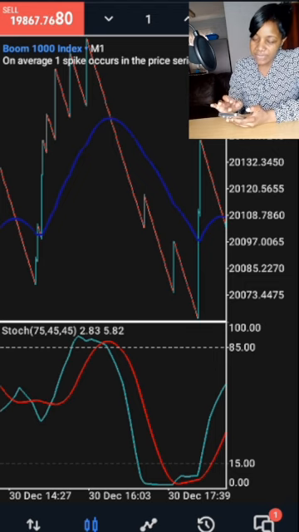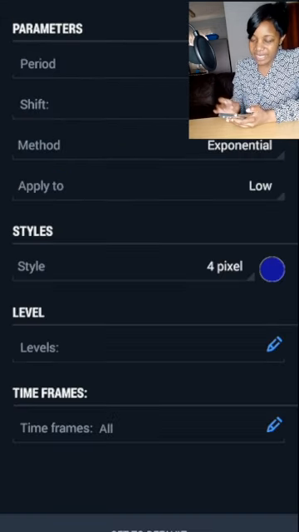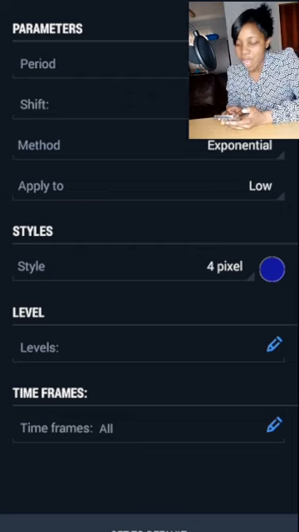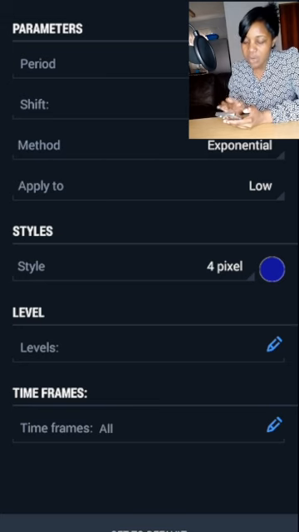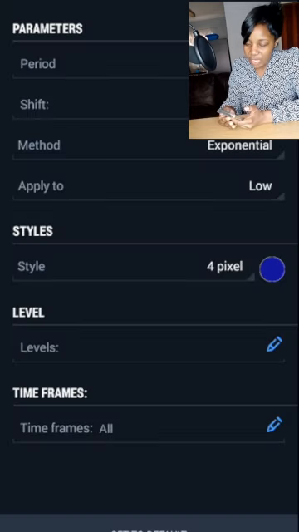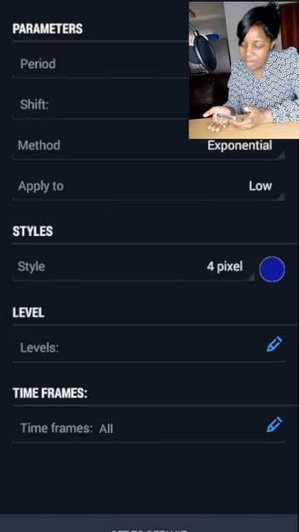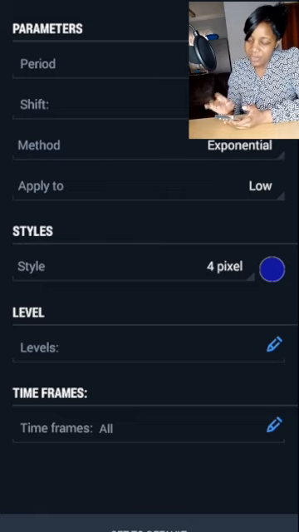So let me go to the settings so that I show you the parameters of the indicators that we are using. On the main chart, like I've said, we will be having the moving average. These are the parameters for the moving average. The period should be 100, shift 0, method exponential, apply to low. Style, I choose 4 pixel on color blue. On the style, you are not restricted. You choose any pixel and any color of your choice. When you are done, you click OK.